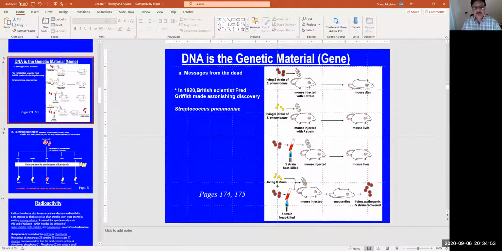Now, this is very important, and this is the work of Fred Griffith. Fred Griffith did the work on Streptococcus pneumoniae. Streptococcus pneumoniae is a bacteria that can cause pneumonia.